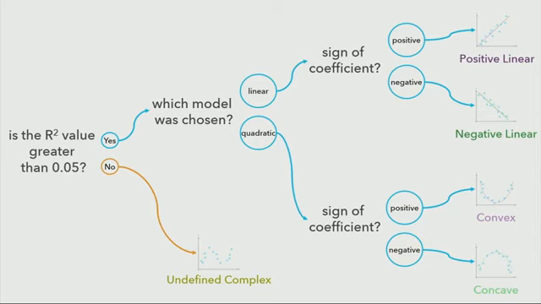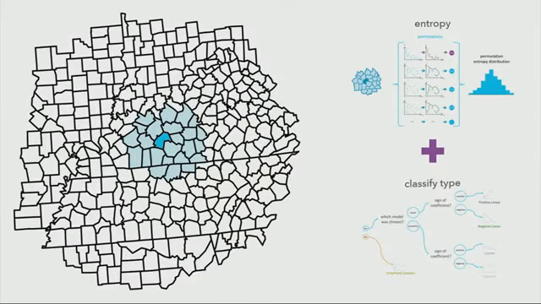But if it is greater than r-squared for one of those two models, we check which one it was. Was it linear? Was it quadratic? And then what was the sign of the coefficient? That lets us end up with one of the linear or convex/concave relationships. And the tool really iterates over your entire data set.